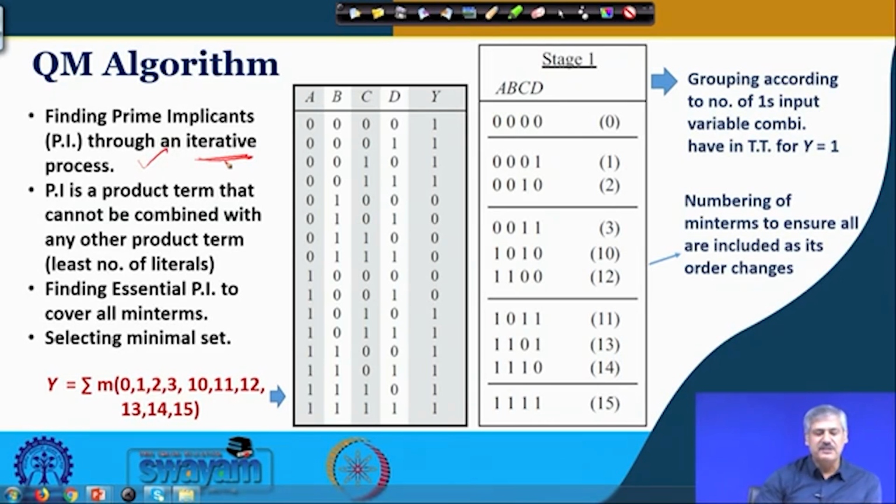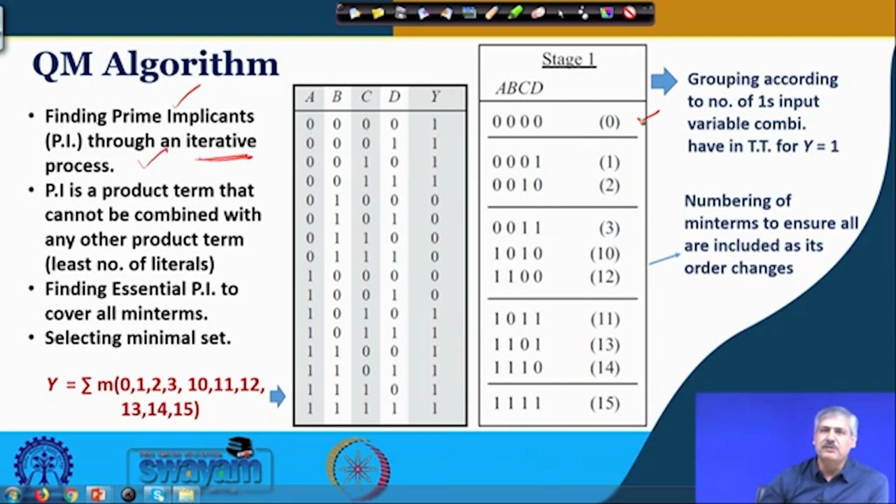Okay. So, the first step, as I said, is to find prime implicants, and to get prime implicants it goes through, as I said, an iterative process. So, let us first look at stage 1 of the process. In stage 1, what are we doing? We do a grouping of the min terms in terms of input variable combinations. The first group that we have is those min terms where no 1 is present in the input combination.